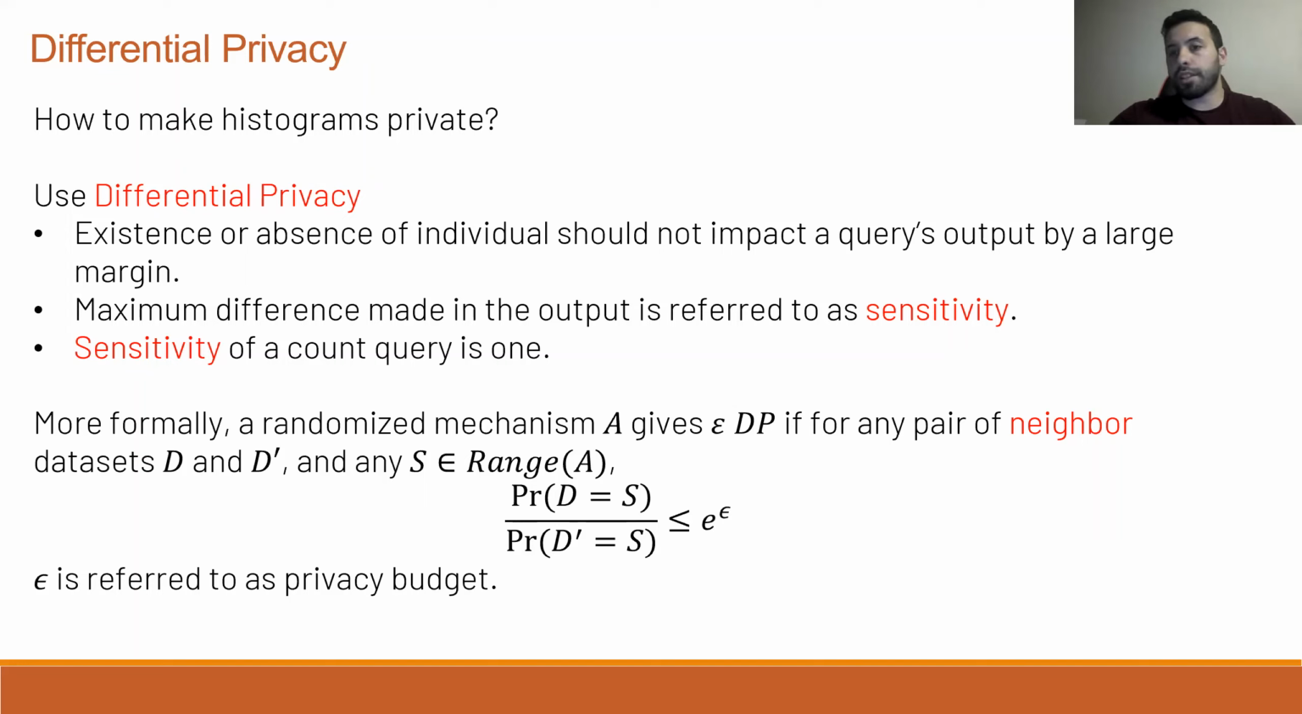This large margin is defined based on the closely related concept referred to as sensitivity. The sensitivity value for count queries for the histograms is set to 1. Also, differential privacy here is parameterized by the constant epsilon, which is referred to as the amount of the budget that we have for achieving privacy.